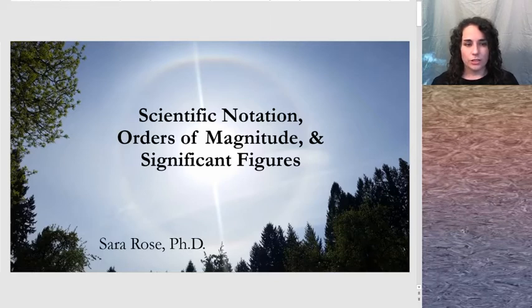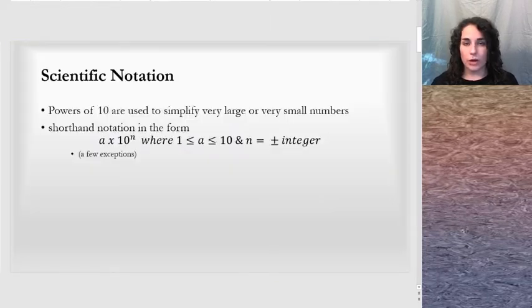Scientific notation is when we use powers of 10 to simplify very large or very small numbers. The shorthand notation is in the form a times 10 to the nth power, where a is typically between 1 and 10. There are a few exceptions, but it's typically between 1 and 10. And it could be a negative number, that's fine too. And n, the exponent to which we raise 10, is a positive or negative integer.